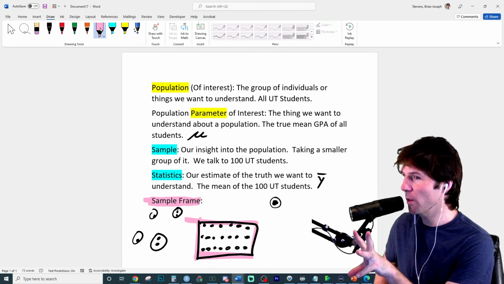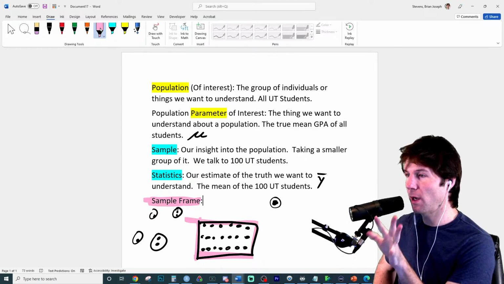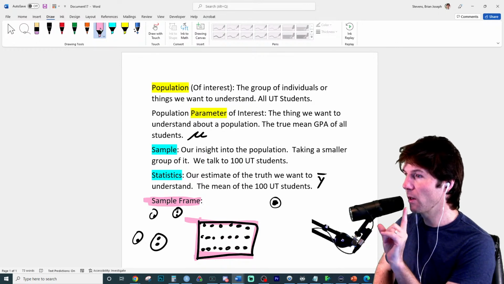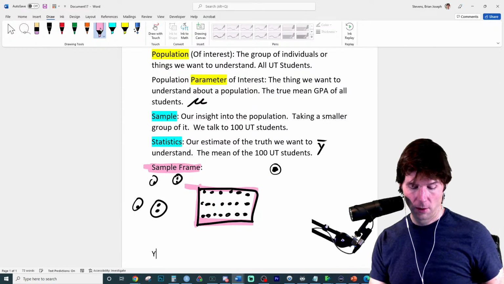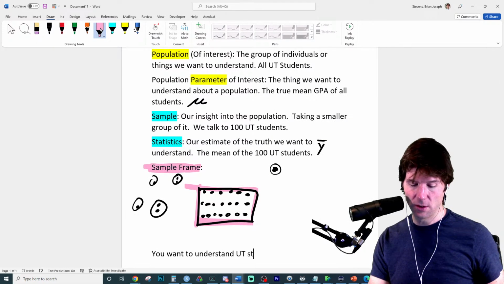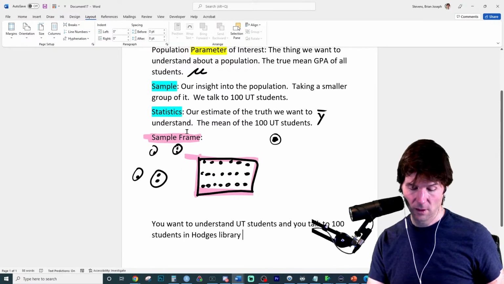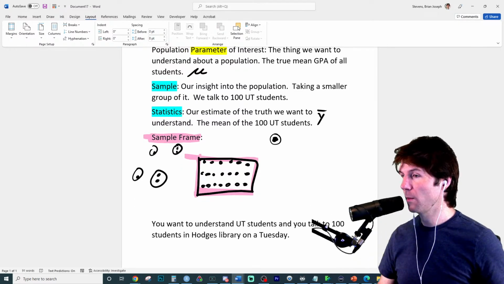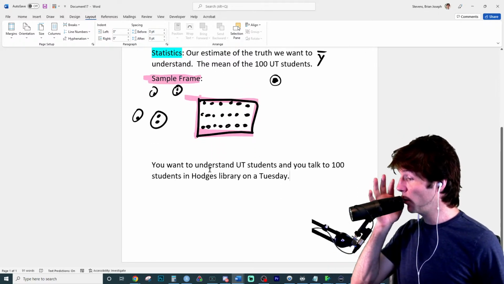So how does that apply in the real world? Well, if you go to Hodges Library and you speak to students in Hodges Library and you talk to 100 of them, be very specific. What was your sample frame? You want to understand UT students. Let's write this down right here. You want to understand UT students, and you talk to 100 students in Hodges Library on a Tuesday. Be very specific. What is the sample frame? Usually people get stuck on sample frame.